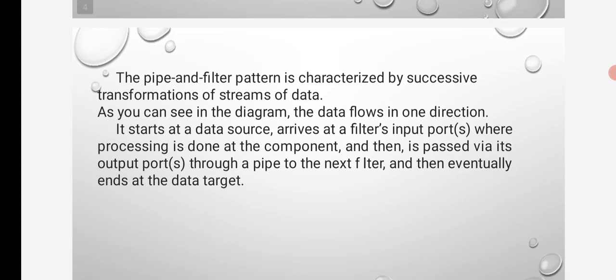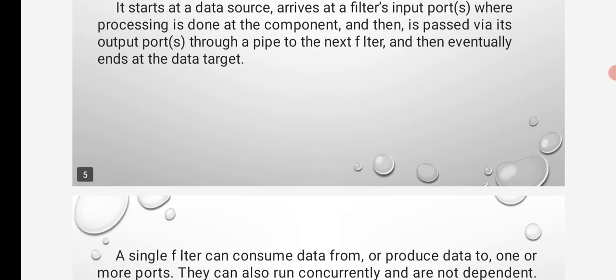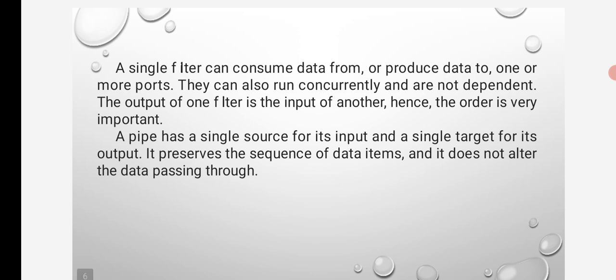The pipe and filter pattern is characterized by successive transformation of a stream of data. As you can see in the diagram, the data flows in one direction. It starts at the data source, arrives at the filter input port, where processing is done at the component, and then is passed via its output port through a pipe to the next filter, and then eventually ends at the data target. A single filter can consume data from or produce data to one or more ports.